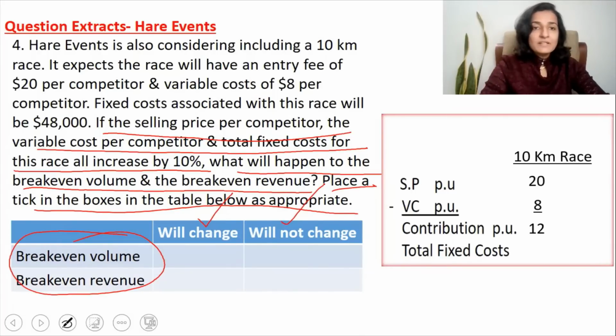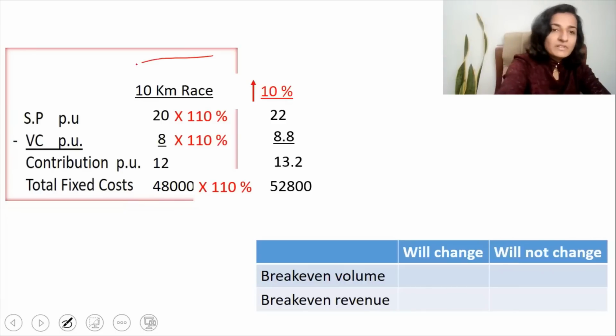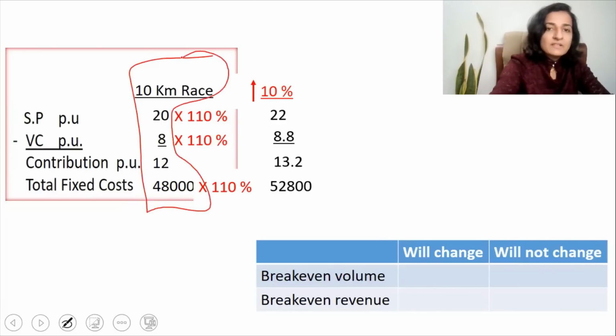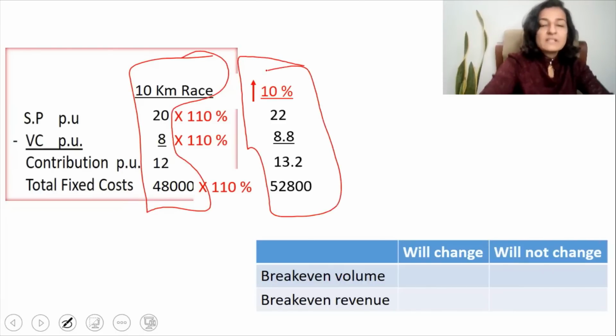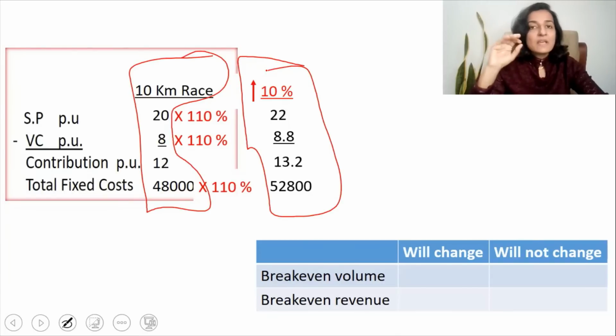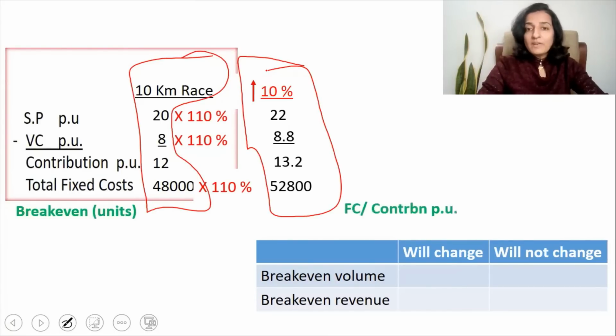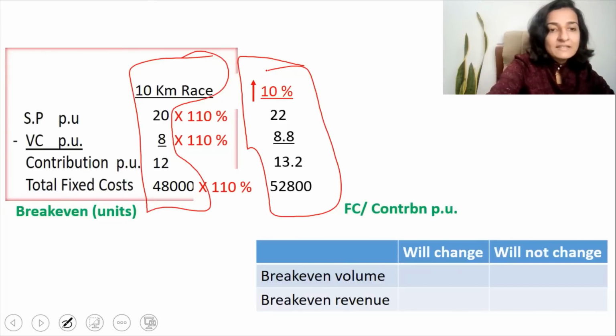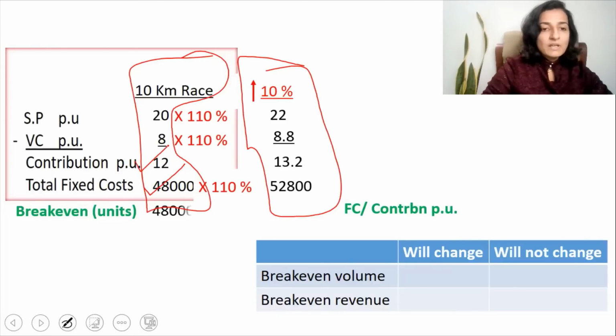So let's get back to the figures. So these are the figures that we had arrived at. These are the original figures and these are the revised figures after the 10% increase. So first we will calculate the break-even point in units for both the situations. Break-even point in units is given by the formula fixed cost divided by contribution per unit. So what is fixed cost in the first case? It is $48,000 divided by 12 per unit. So we get an amount of 4,000 units.